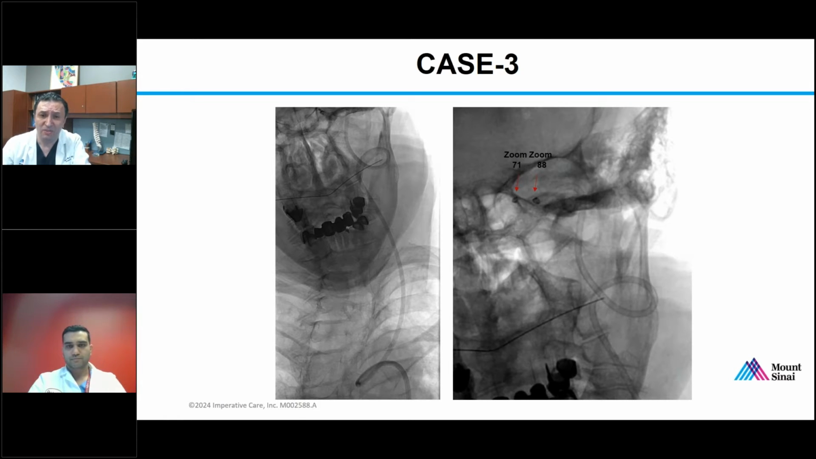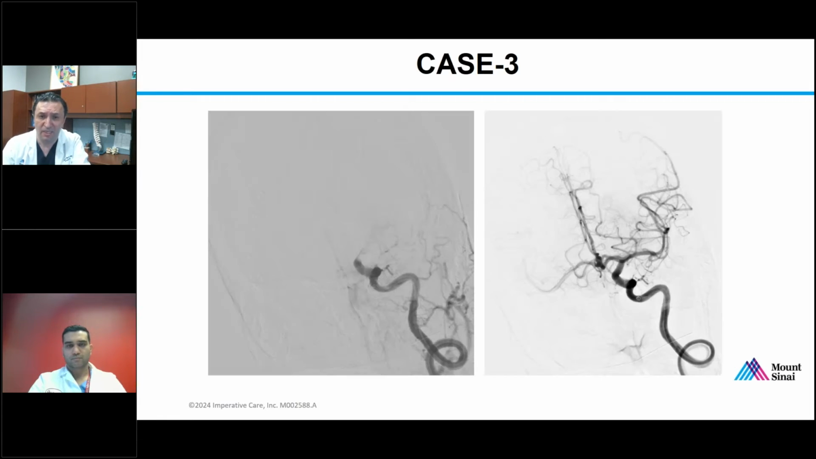And you see in this single shot that the tip of the 88 is in the petrous segment, and the 71 is a little further up. The rest of the case is going to be very much easier because of the support being provided by my guide catheter in the cavernous segment, and a large bore aspiration catheter will make it easy to achieve full recanalization.